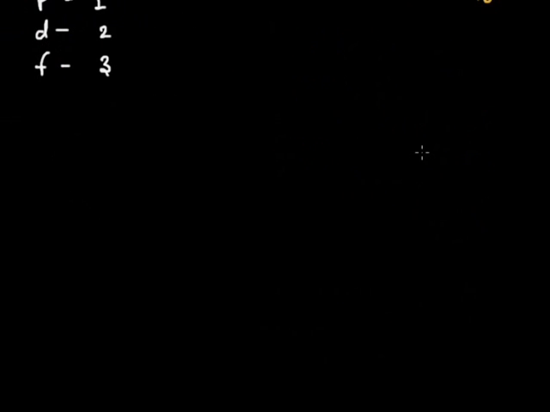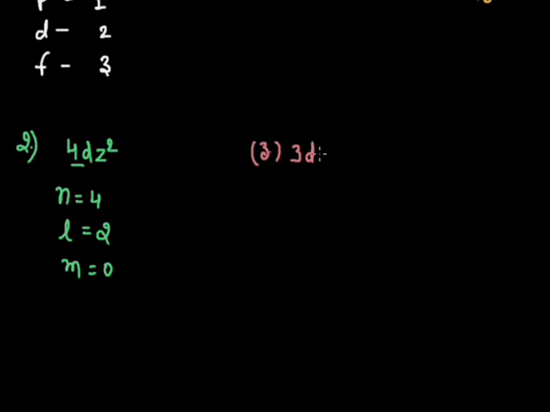Now 4dz². The numerical value is 4, so the value of n will be 4. Because it's a d orbital and we know the value of l for d is 2, l will be 2. And for dz² we know the value of m will be 0. Now the next, 3dxy: n will be 3 and l will be 2, because we are talking about the d orbital.